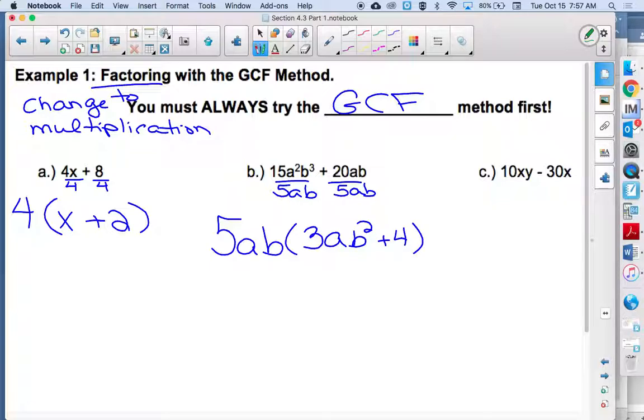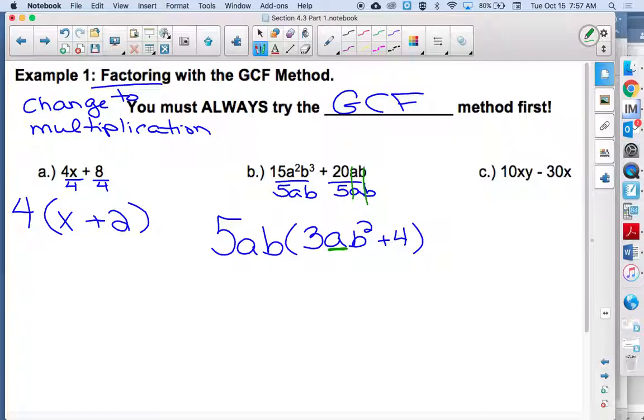So when you divide, remember you're really taking away powers. If we have 2, you're taking away 1. That's why you have an a left. If I had 3, I'm taking away 1, so we have 2. On the other side, 20 divided by 5 is 4. Those a and b's, there's only a power of 1, so you're taking that whole thing away. They pretty much cancel out. 3ab squared plus 4.